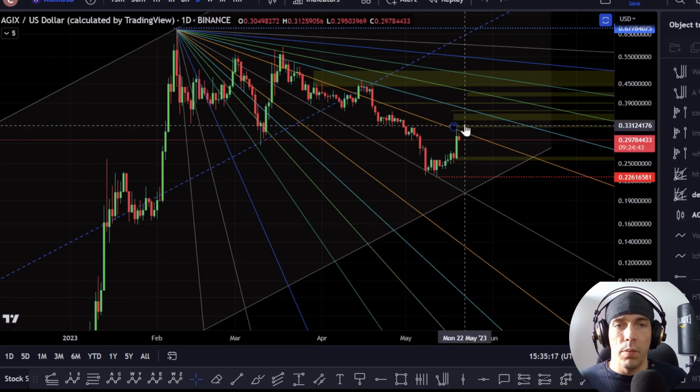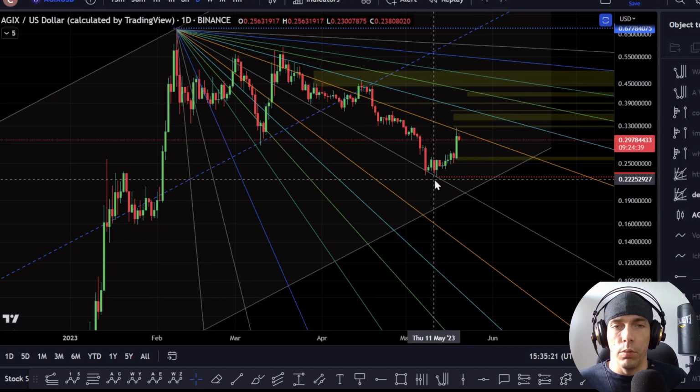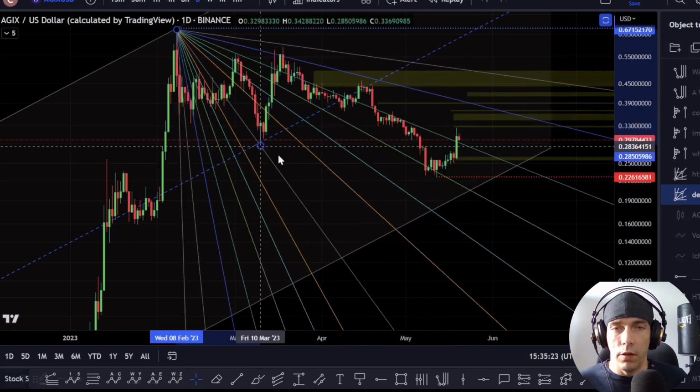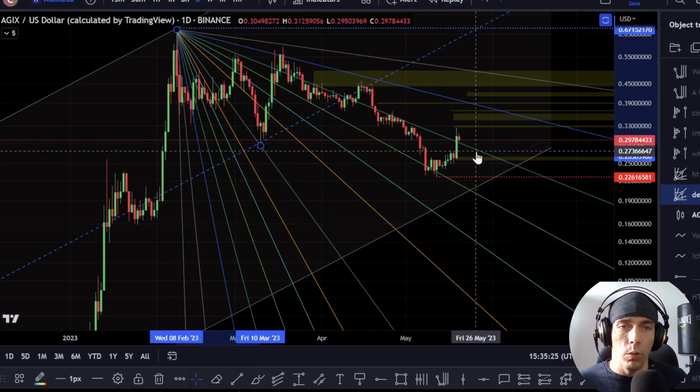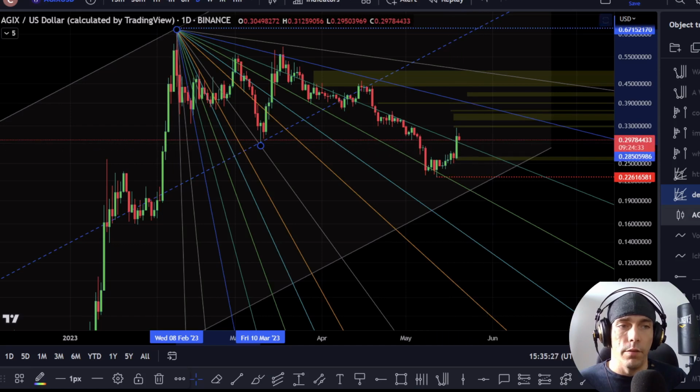If we do manage to move back and start finding support on this orange line here, potentially we can look to push to the upside. And once again, like I said, if we take it from this point, we would be looking to hold the support on this green line that we have here.